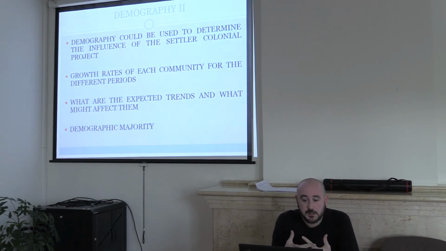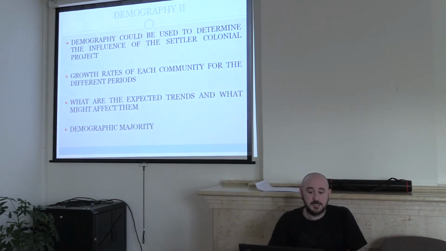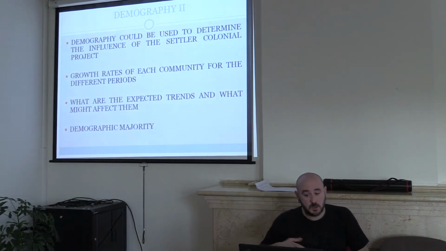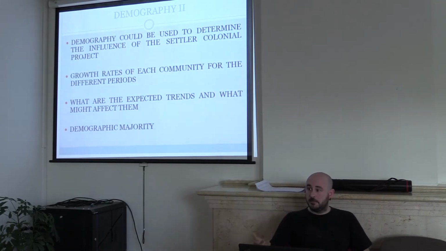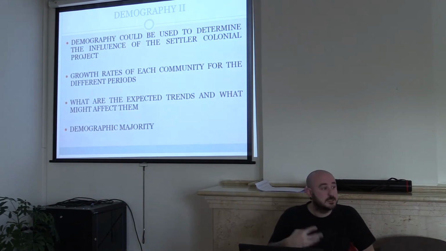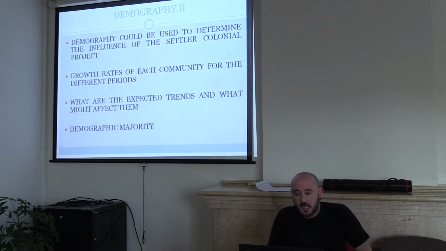So I use the demography to measure or to see the influence of the settler colonial project. As I said, the Zionists did not buy land in the same areas and with the same aim. So if we look into different sub-districts and into the different villages, we will see different patterns come out.